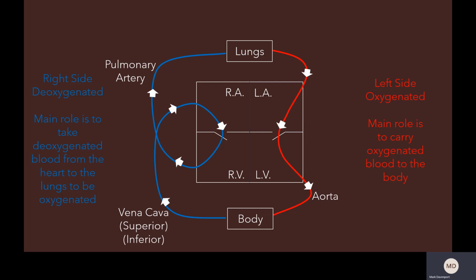That then travels into the left atrium, again passes through a valve and through into the left ventricle. And then from the left ventricle, it travels through the aorta, which is our main artery, and pumps the blood to the rest of the body for use. And that is how it travels through the heart, the body, and the lungs, and it's a continuous cycle. So the main role is to take deoxygenated blood from the heart to the lungs to be oxygenated. So that's the right side of your heart. The left side, the main role is to carry the oxygenated blood to the body. So they're the key differences between the two.